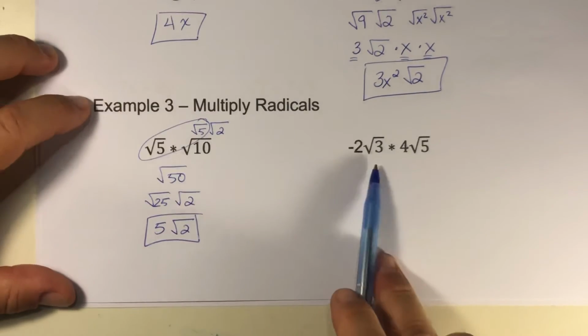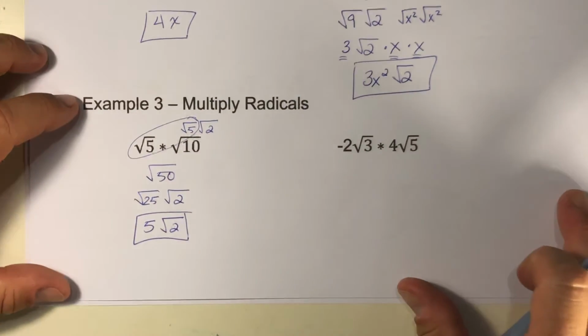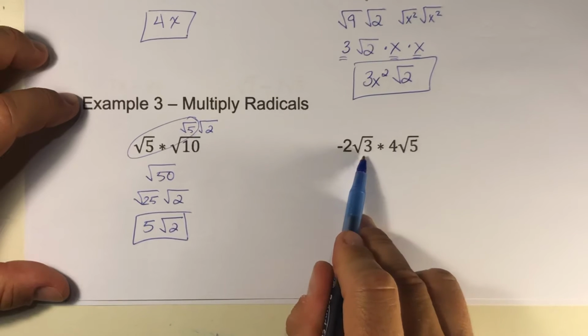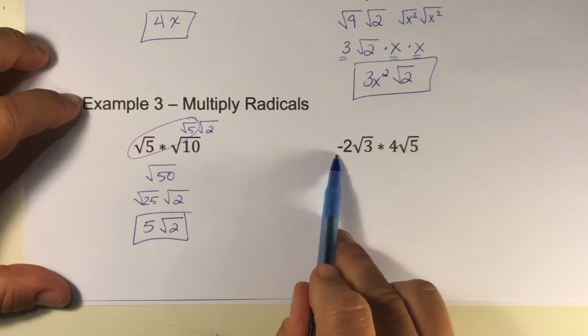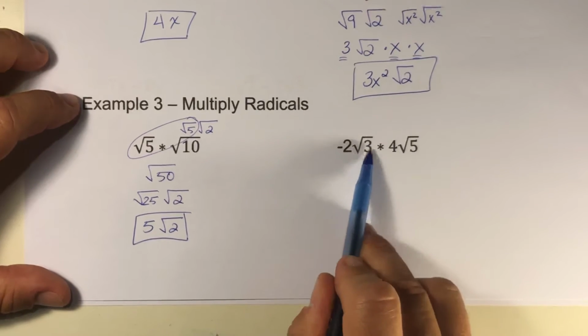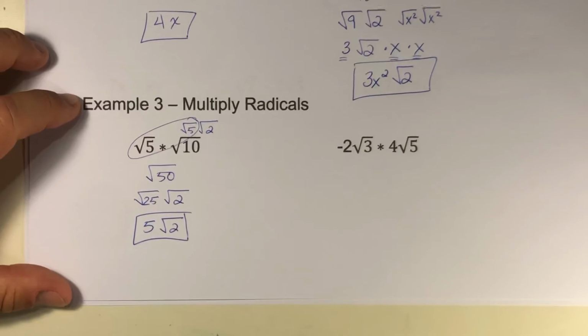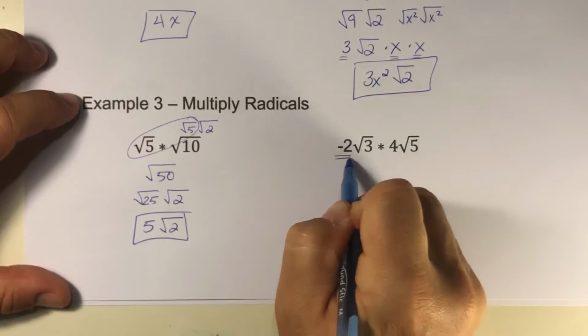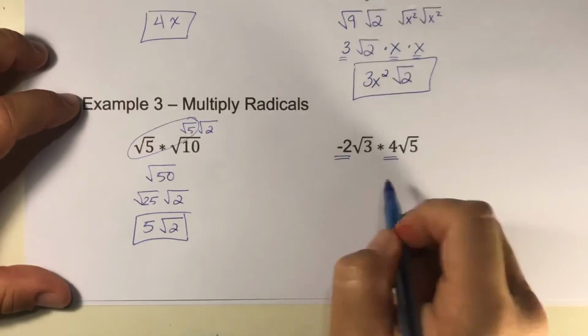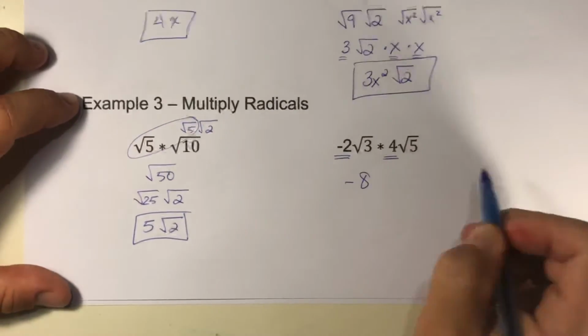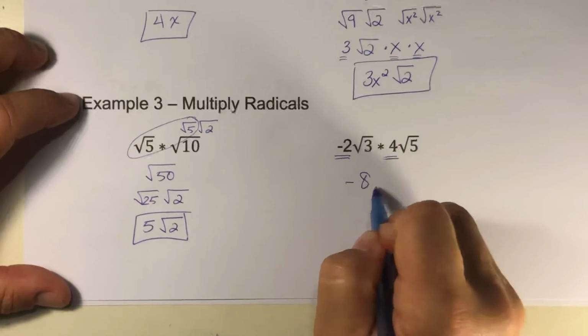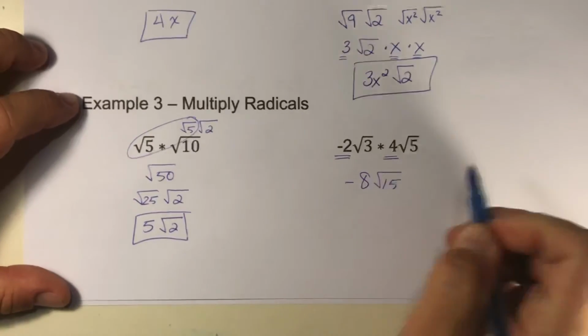Alrighty, so now as we multiply these two together, right? Negative 2 radical 3, so it's a combination. We have a coefficient out in front, and then we have a radical right next to it, right? So I'm going to multiply the like pieces, right? So I'm going to multiply negative 2 times 4, and that's going to give me negative 8. Radical 3 times radical 5 is going to give me radical 15.